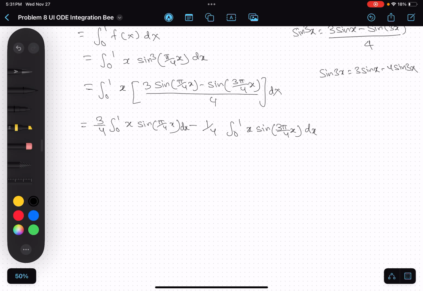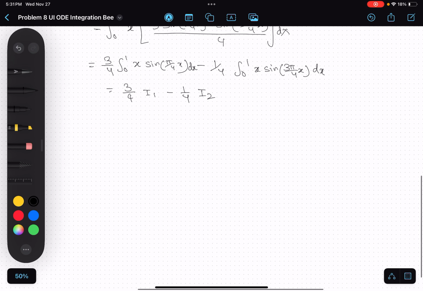Okay, so now this is just 3/4 I1 minus 1/4 I2, right? We need to evaluate these two integrals. To evaluate these two integrals, we will basically just evaluate another integral, which is from 0 to 1. Let me not do it over here. We will need this space later on.